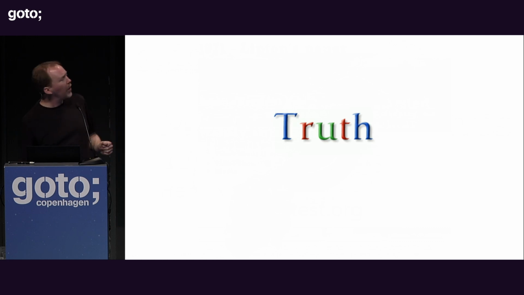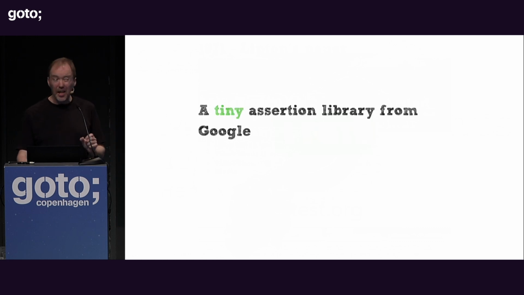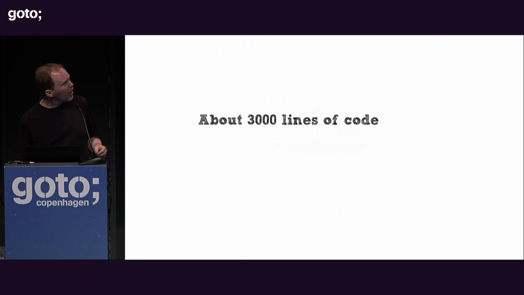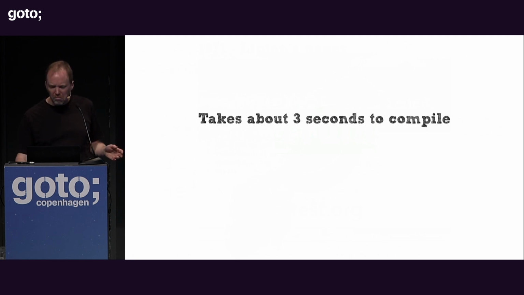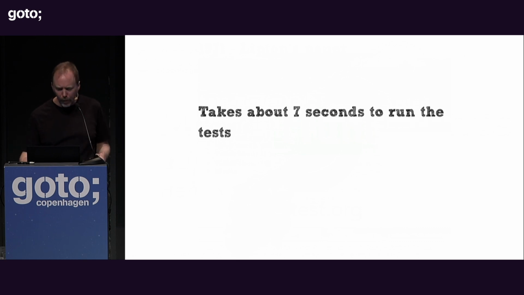So we're going to demo on a thing called Truth. This is a tiny library from Google for doing assertions. It replaces things like AssertJ or Hamcrest, if you know those. It's only 3,000 lines of code. It's about 3 seconds to compile the thing. So we're talking really, really quite small.